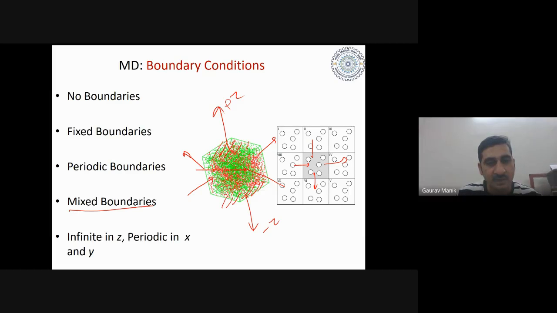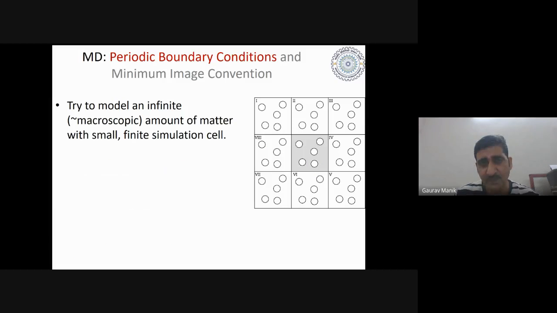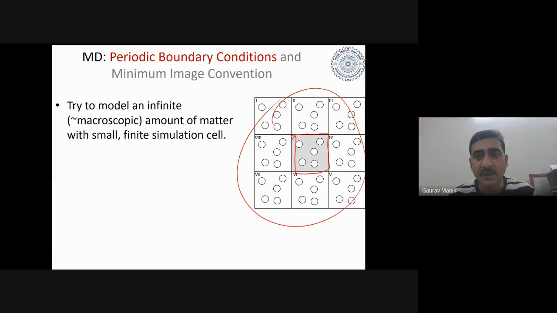Likewise, you could have infinite in Z. So that's a similar example. You could have infinite in Z and periodic in the X and Y directions. So that's the example. So this I've already discussed, that you're trying to model an infinite amount of matter with a very small or finite simulation cell, which is the central simulation cell, which has been copy-pasted all around in different cells. So for instance, in this case, these are 8 simulation cells which are surrounding the central simulation cell, which is the prime point of concern.